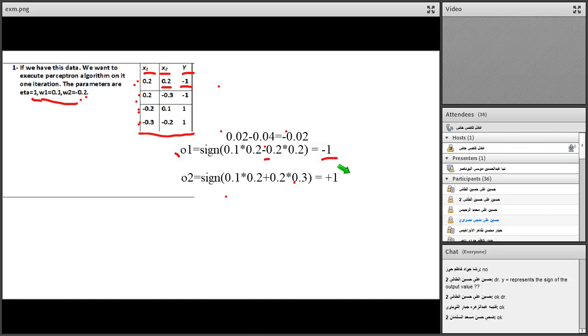Okay? And you see that the result is different. This is the prediction result, and this is the target result. The prediction is different from the target. So here we need to update the weights. Okay, do you want to translate?